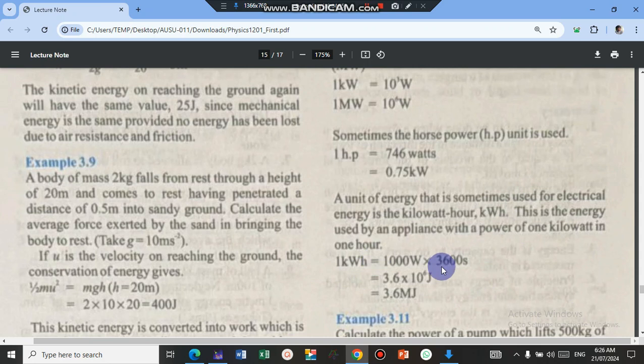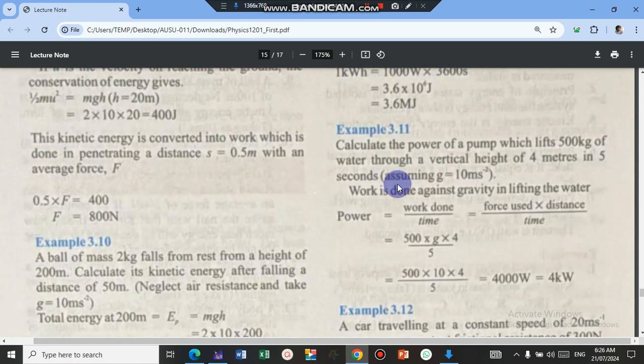And then if I change this to joule, I will have 1 kilowatt hour. 1 kilowatt is 1000 watts, and 1 hour is 60 times 60, which is 3600 seconds. If I multiply this, I will get 3.6 times 10 to the power 6, which is 3.6 megajoules.